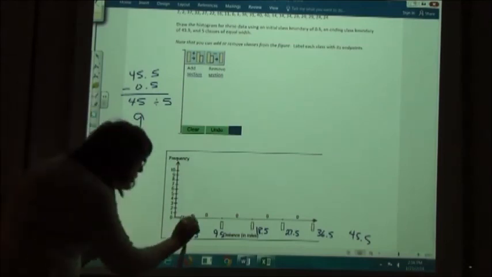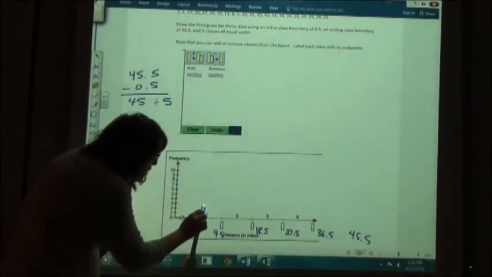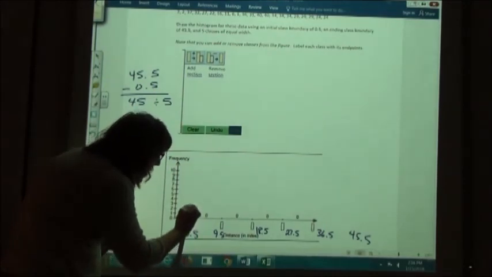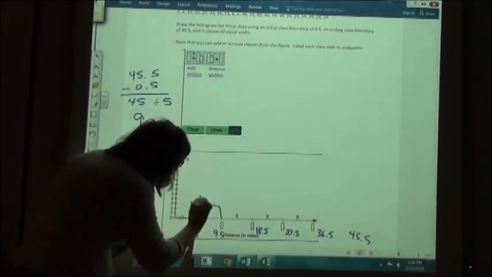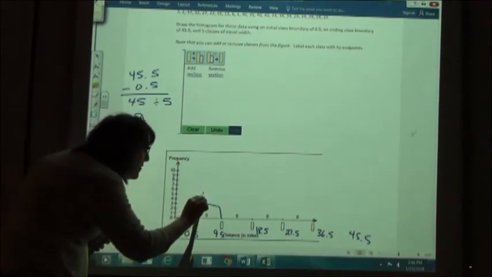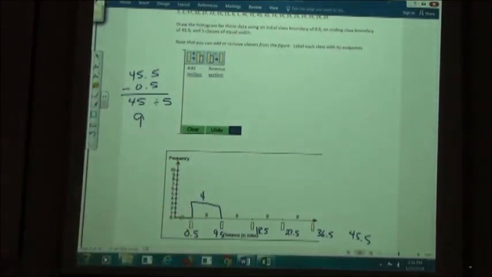4. So we're going to grab this thing here and we're just going to pull it up and it's going to make a bar and we're going to drop it wherever 4 is at. I'm going to write a 4 there just so I know I made it up to 4 because I'm probably not drawing very straight.